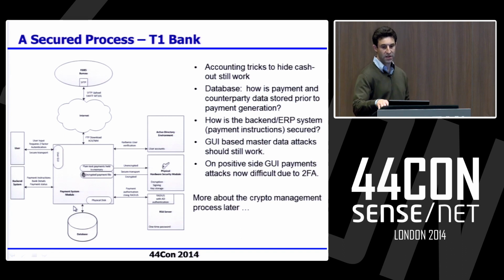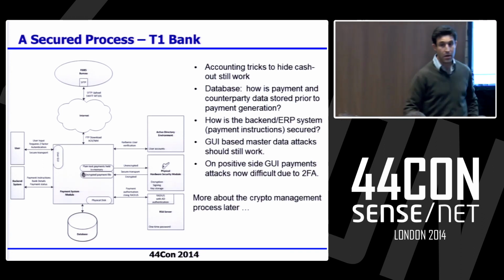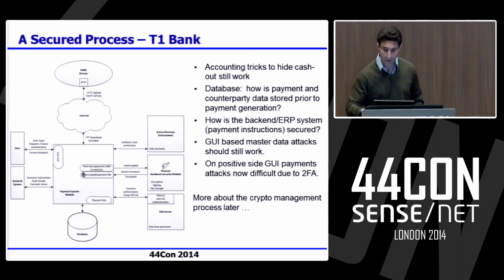This looks quite good as an architectural diagram, but everything we've just talked about pretty much still applies. All of the accountancy tricks that we talked about work, so all the suppression works. The database, how are the payment and the counterparty data stored prior to payment generation? They're in the database. Okay, who's got access to the database? Anybody with the credentials. Is the database even encrypted? Probably not. How's the authentication to the back-end ERP system over here secured, where the payment instructions are generated before they get to this payment gateway? Probably not particularly well, so we've still got that.